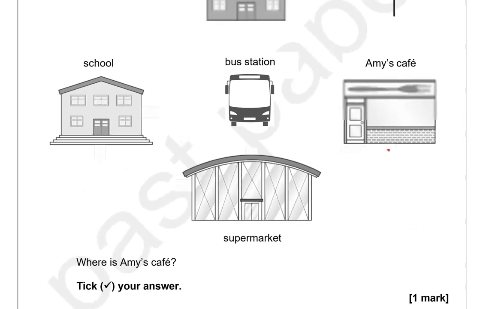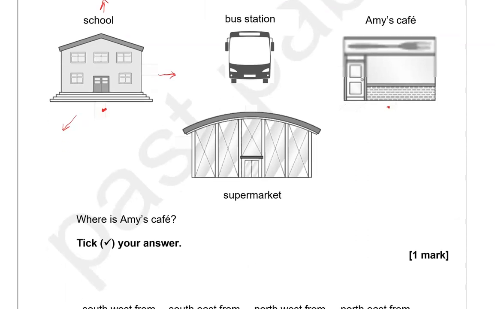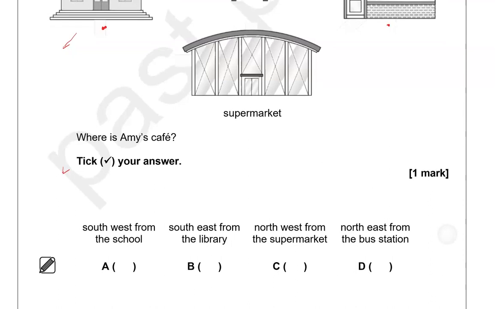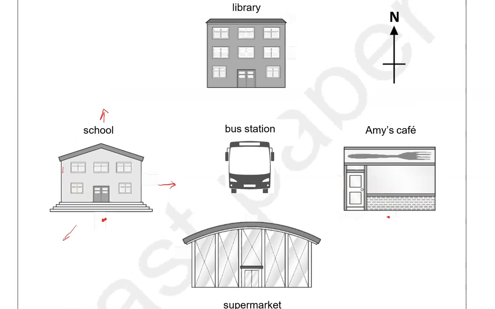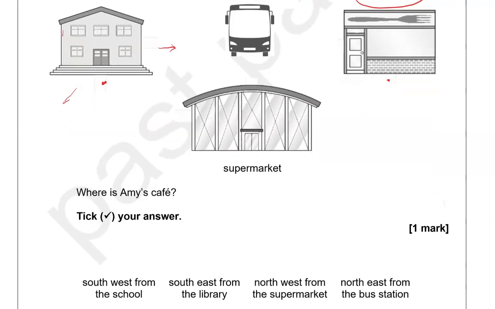Where is the school? Right, so this is the north of the school. This is the east of the school. So it definitely isn't southwest. It should have been here. Southeast from the library. Where is the library? Here it is. Right, so this is south of the library. This is east, so southeast. That is pointing at Amy's cafe. So that is correct.